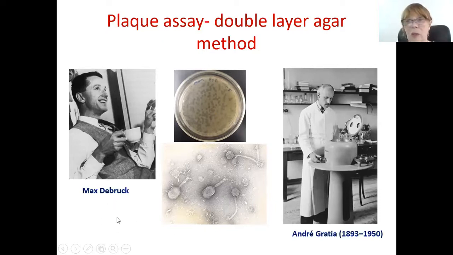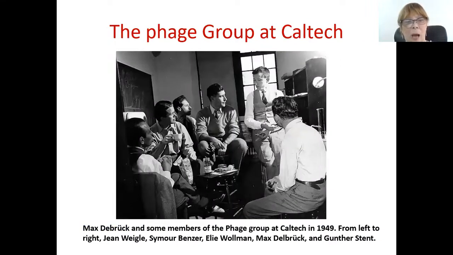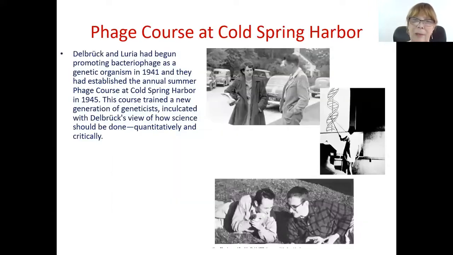Max Delbruck was very excited when he saw these plaques, and he said that in one day you can enumerate bacteriophages. So after this, Max Delbruck decided to establish the phage group at California Institute of Technology, and in this group there were many famous scientists like Jan Weigle from Switzerland, Seymour Benzer, Elie Wollman, Max Delbruck himself, Gunther Stent, and others.